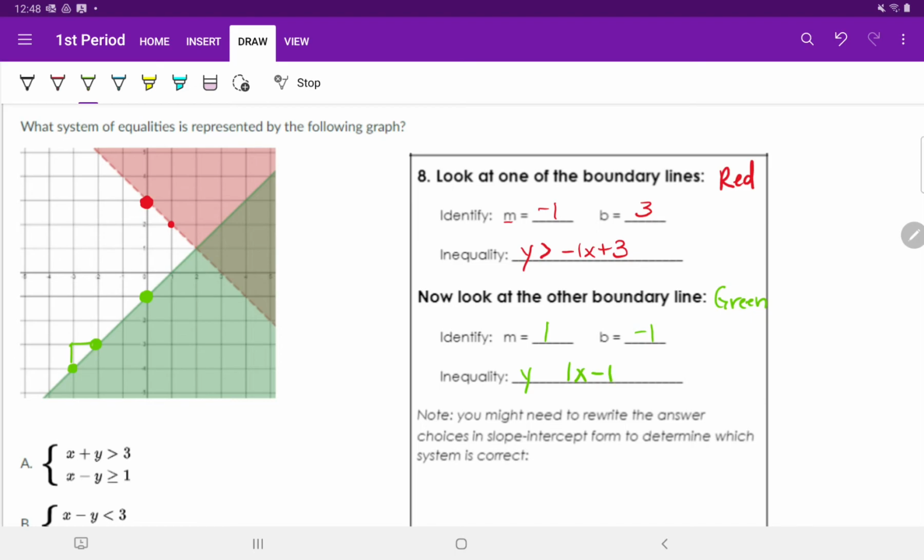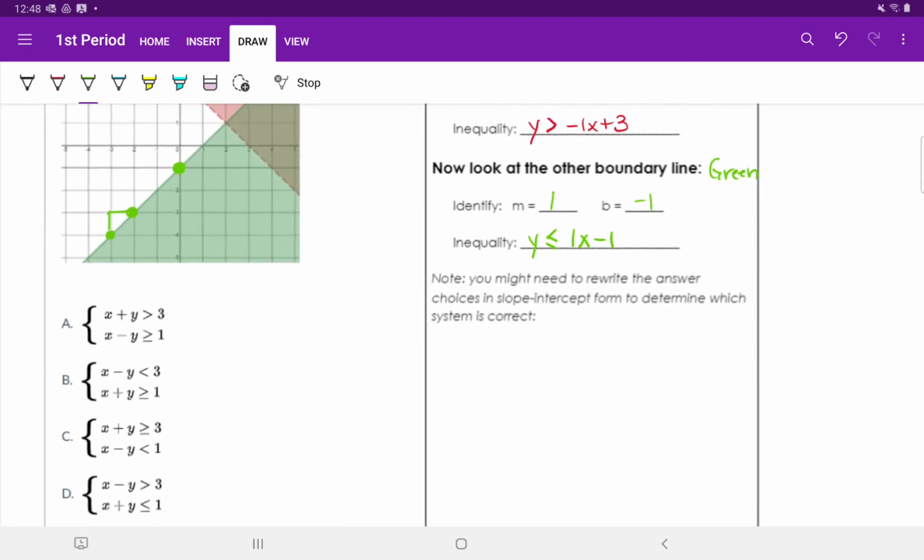so it's actually minus. Now let's come up with our inequality symbol. The green is shaded below, so that's going to be less than. And since it's a solid green line, there will also be an equal to component. So we've got y is less than or equal to 1x minus 1.